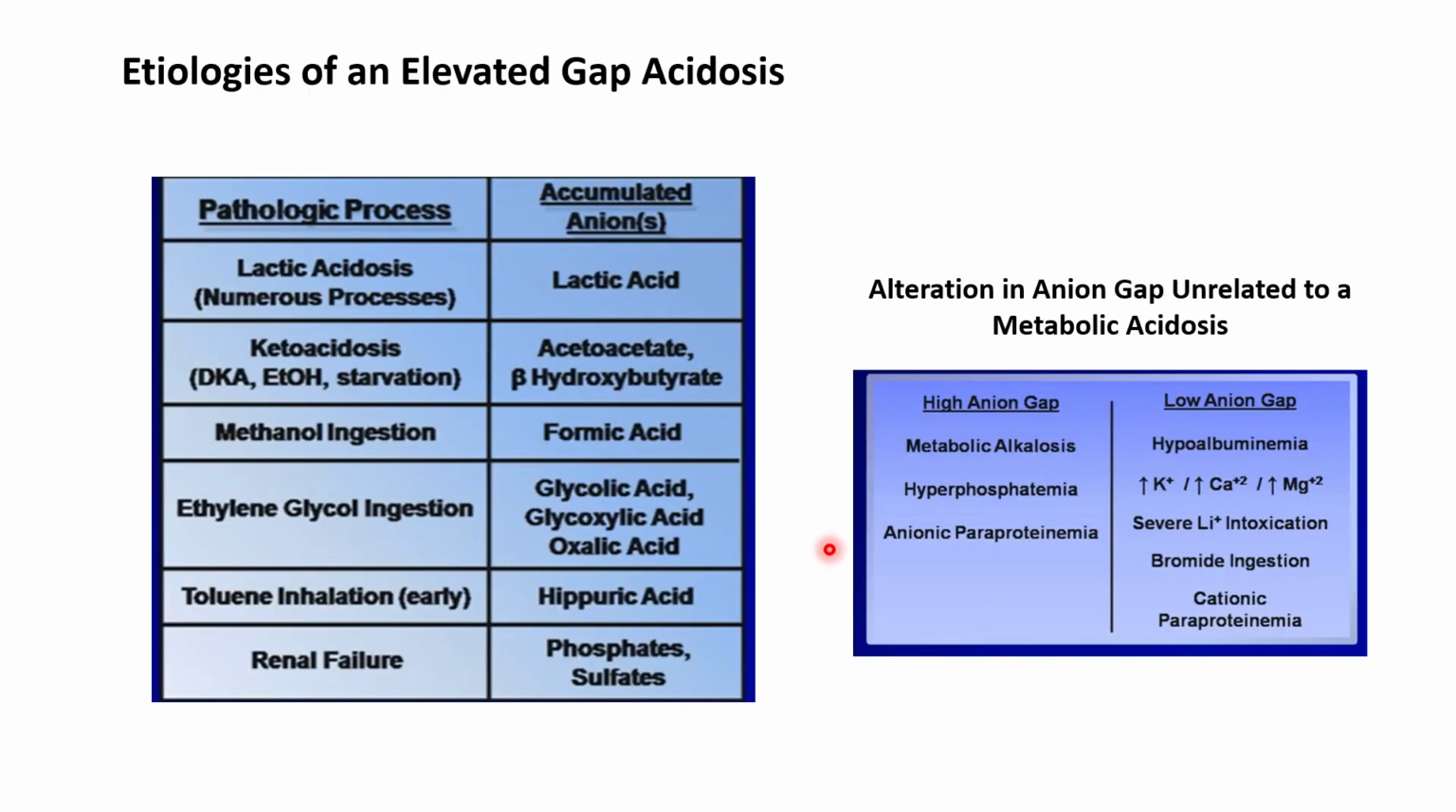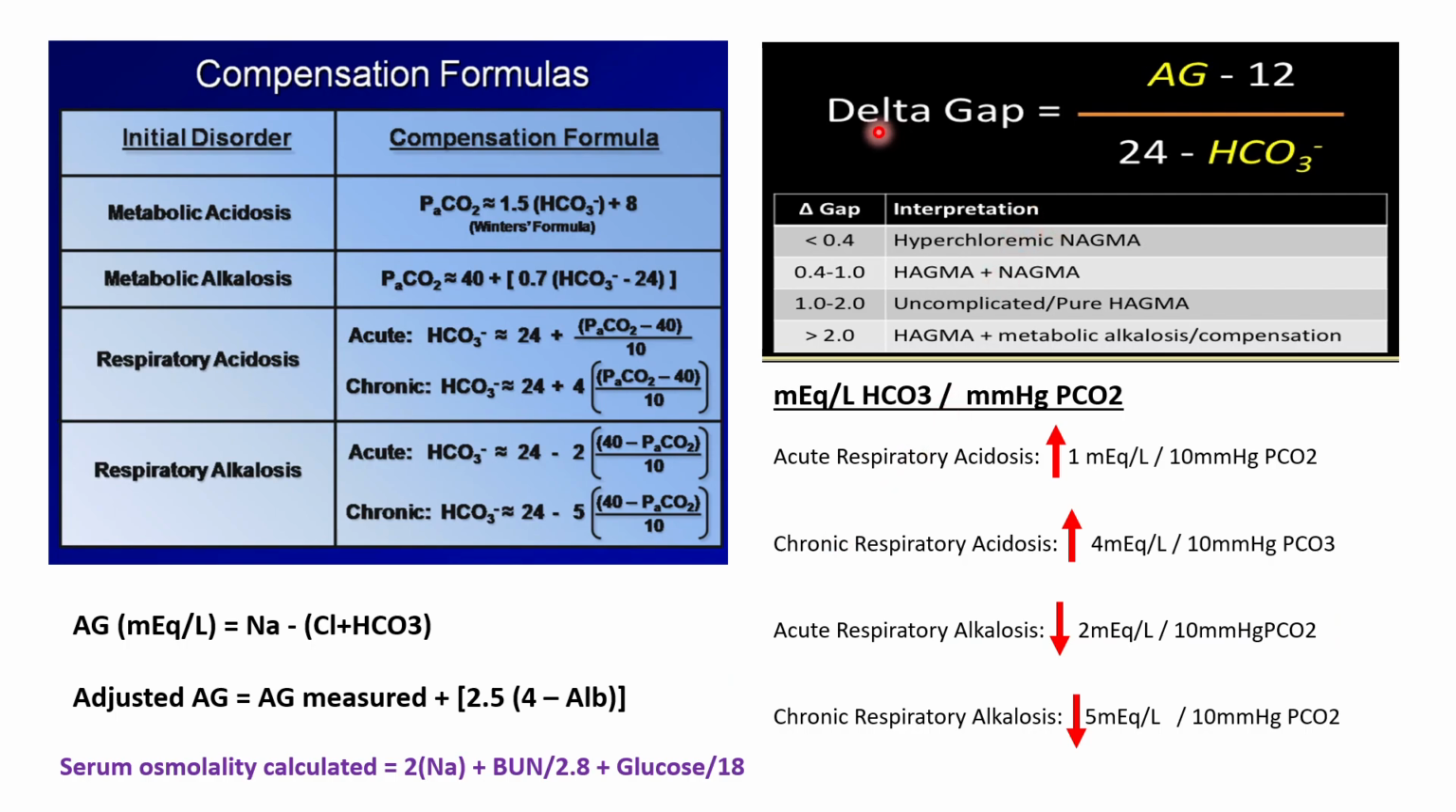You have 22. So the normal anion gap is around 8 to 12 or 14. So 22 is high. That's why, if the adjusted anion gap is elevated, you calculate the delta ratio. The delta ratio would show another etiology, maybe another disease entity. So let's go back to the table because this is very important, the delta gap.